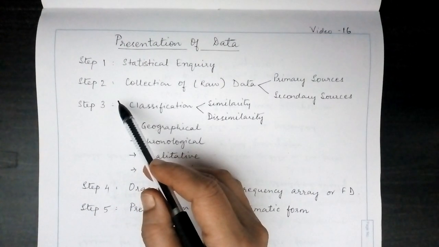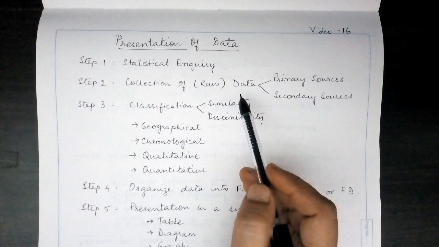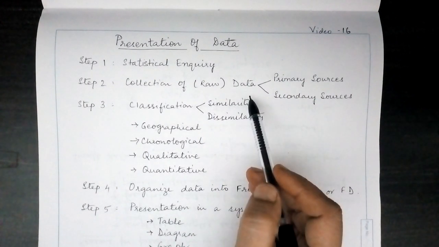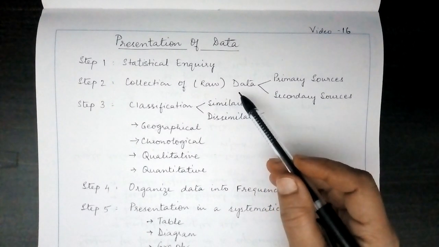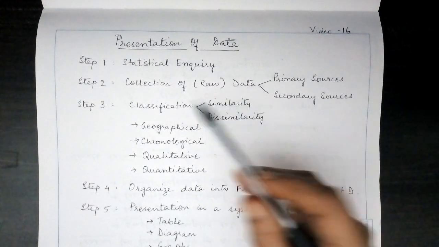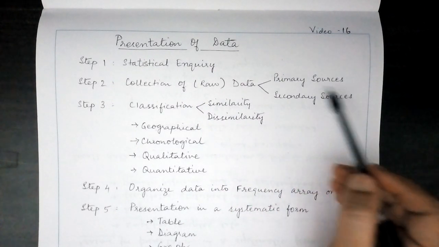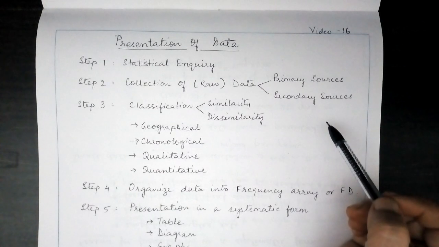Now step 2 is collection of data. The data so collected is called the raw data because it is the first-hand information. Collection of data can be done using a primary source or a secondary source.